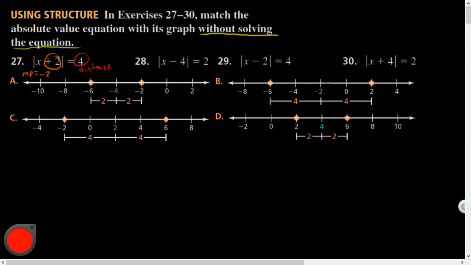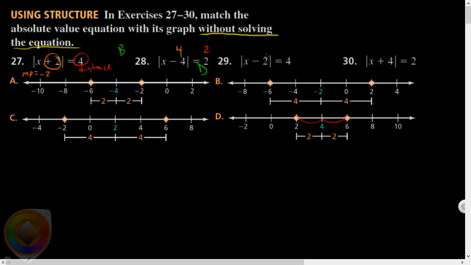It looks like over here, -2 is the midpoint, and then 4 units away, I get solutions at -6 and 2. So it appears as though the solution here is B. Over here, the midpoint would be +4, and the distance is 2. So it looks like -4, +4, and a distance of 2 away, 2 away. So it looks like D is the answer to 28. A little tricky to do these without solving them, right?